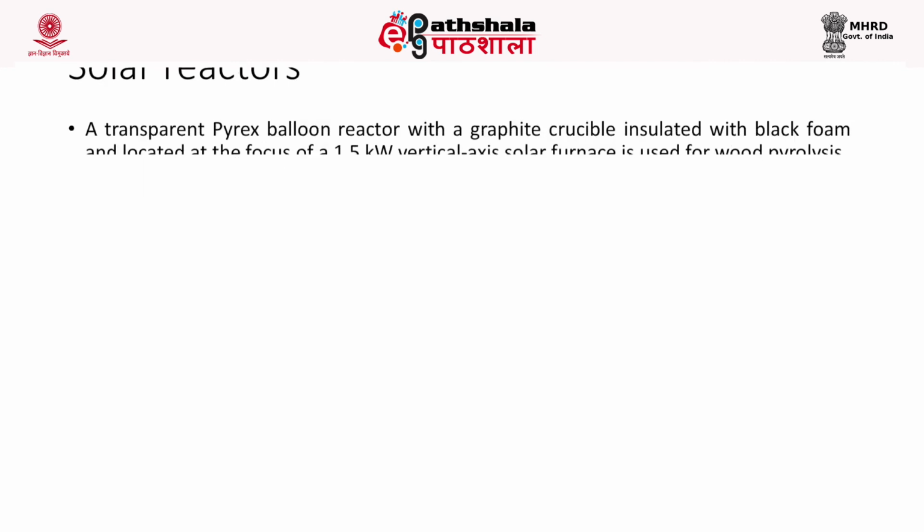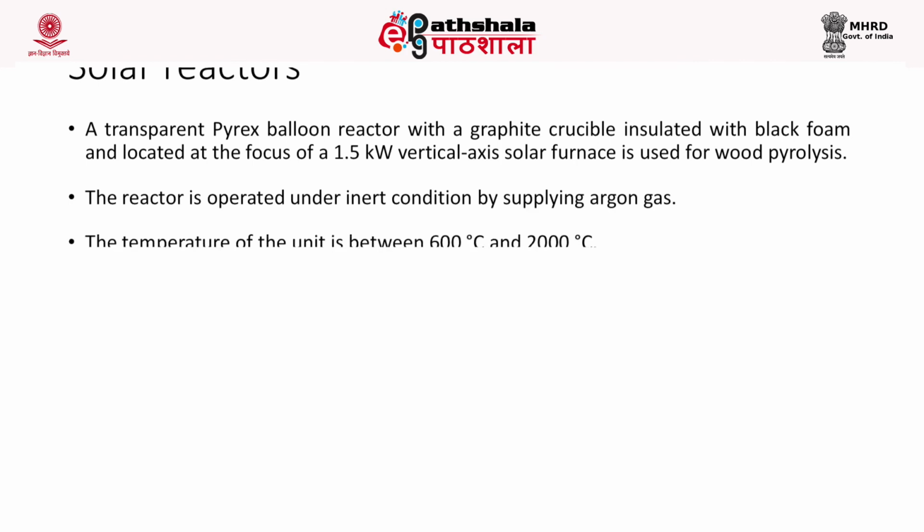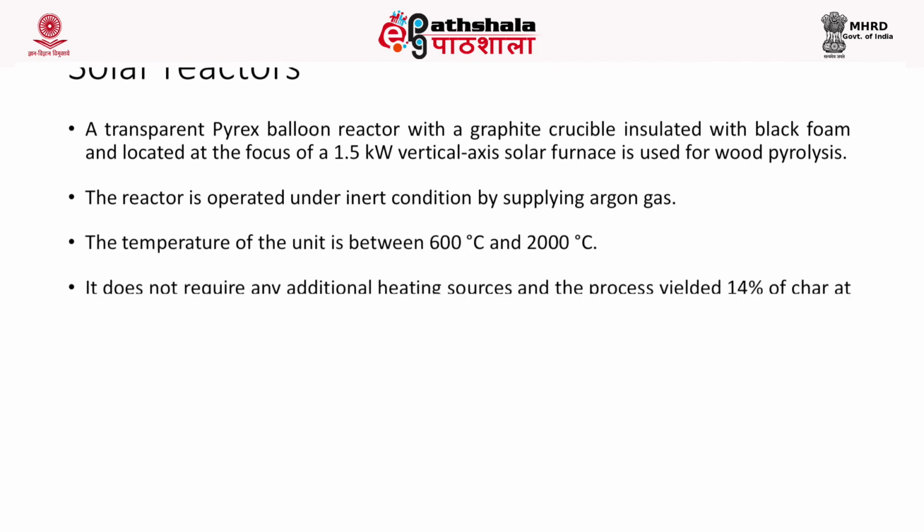The last type of reactor is your solar reactor, where you have a transparent Pyrex balloon reactor with a graphite crucible insulated with black foam, and it is located at a focus of 1.5 kilowatt vertical axis solar furnace. It is generally used for wood pyrolysis and it is operated at inert condition by supplying argon gas. The temperature ranges from 600 degrees Celsius to 2000 degrees Celsius. Now, it does not require any additional heating source and they yield around 14% of char at 600 degrees Celsius with a heating rate of 50 degrees Celsius per second.